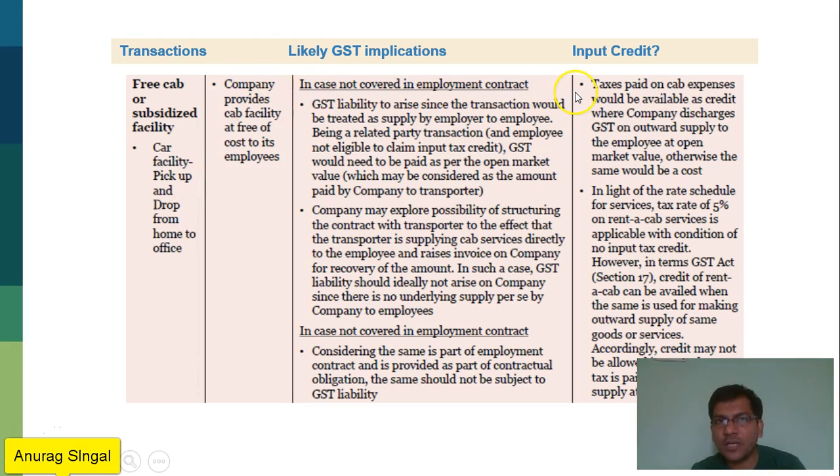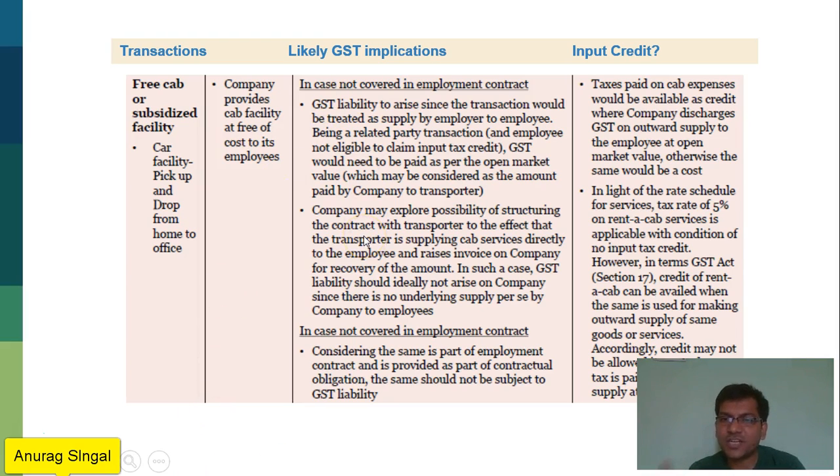then if it is not covered in the employment contract, the GST liability will arise because the transaction will be treated as, let's say TCS or HSBC is offering a pickup facility from home to the employee. Then it will be treated as a supply and they are related parties, and hence GST will have to be computed as per the open market value. So on a cost per kilometer basis, on a cost per hour basis.